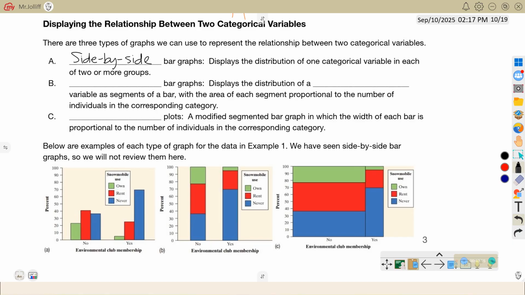The next one we're going to talk about, the one we'll do today, is called a segmented bar graph. Kind of related to side by side, but instead of having the counts next to each other, I'm going to have percents stacked on top of each other. So I'm going to take a bar for one category and divide its area by percent of the other categories. You can see an example here in the middle. This middle graph is the example of a segmented bar graph.